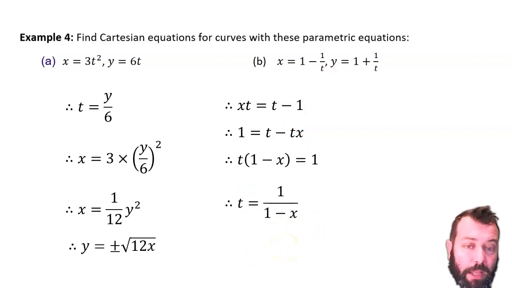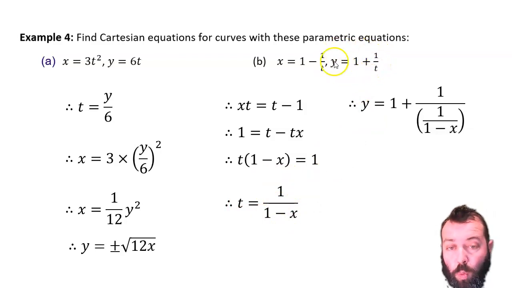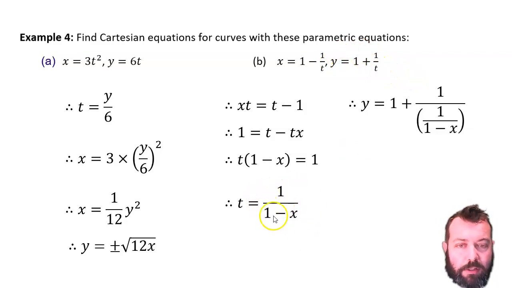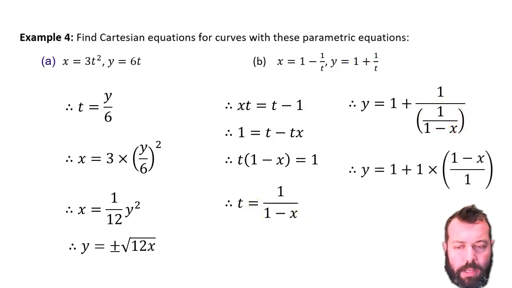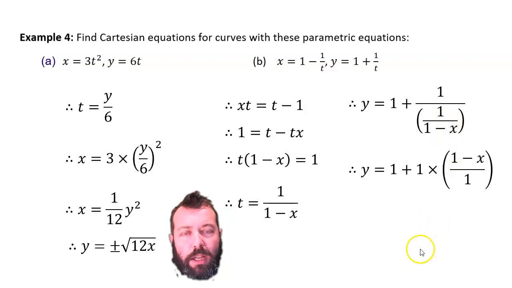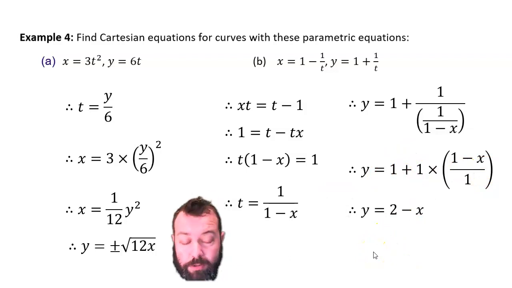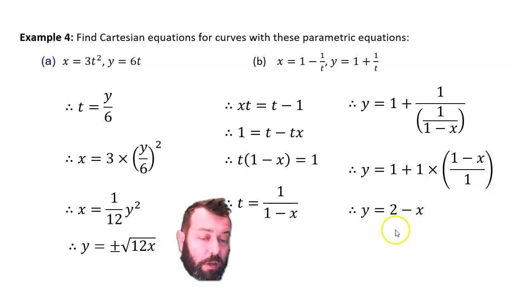Seems like a fair bit of work, and there's still a bit to go. Now we're going to substitute this in. We're going to replace t in the parametric equation for y with 1 over 1 minus x. You can see that's what I've done there. As I expand and rearrange, if I divide by a fraction, it's the same as multiplying by its reciprocal. When I do that, I end up with y equals 2 minus x. It certainly seems like a very simple equation for some fairly complex parameters. That's how it goes sometimes.